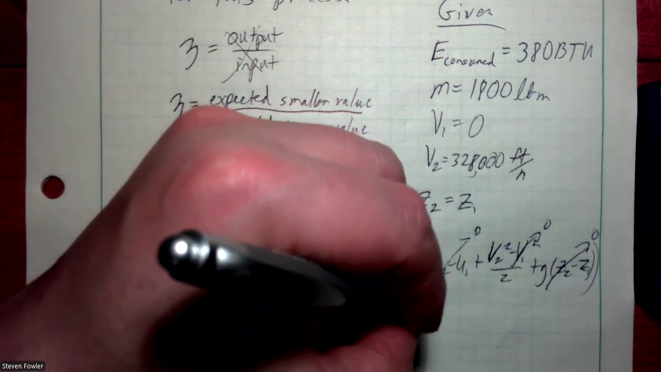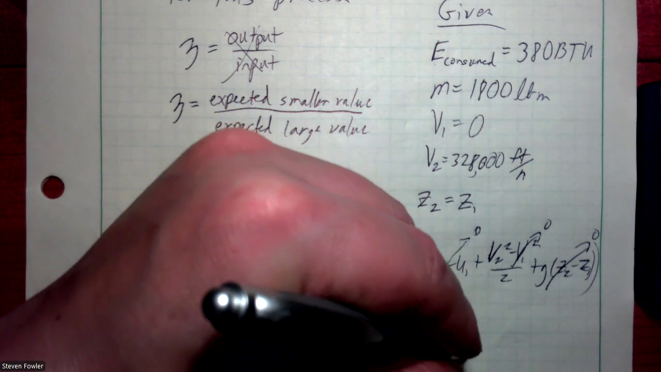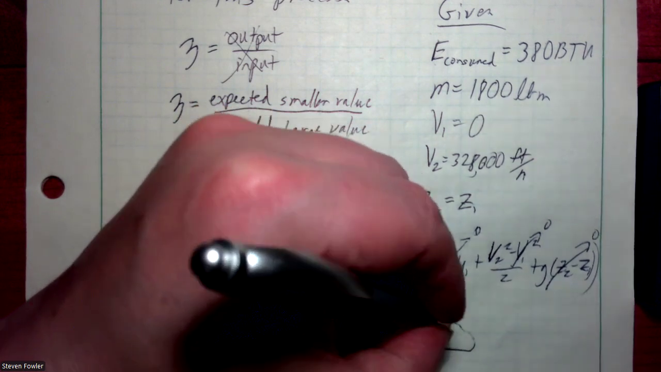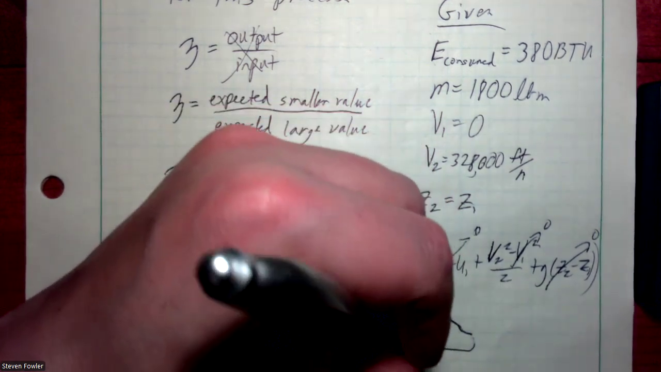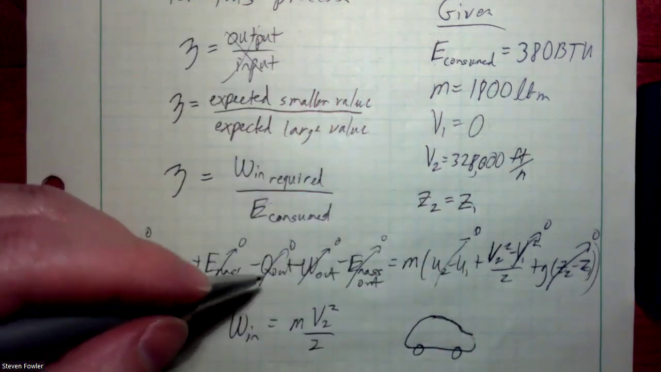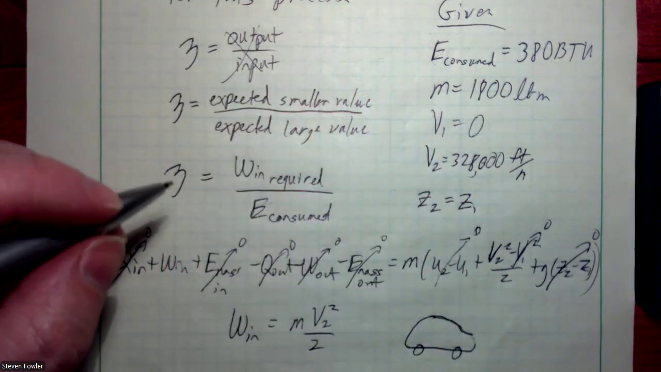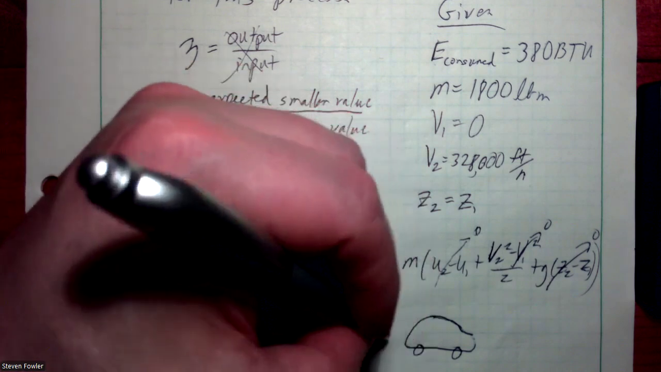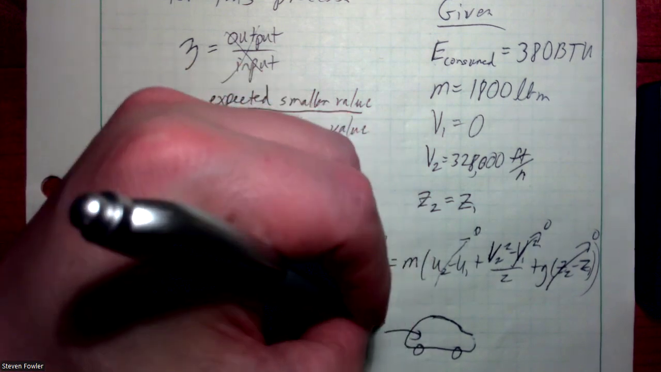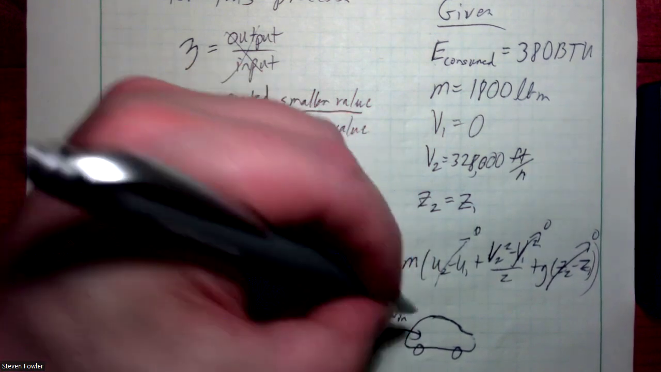Another way you can think about it, a very common thing that we will do the rest of the semester, is I'll say, okay, how do we write a first law equation? Well, you draw your system. What is my system? I've got this car. What energy is being added to the car? Well, I've got work in.